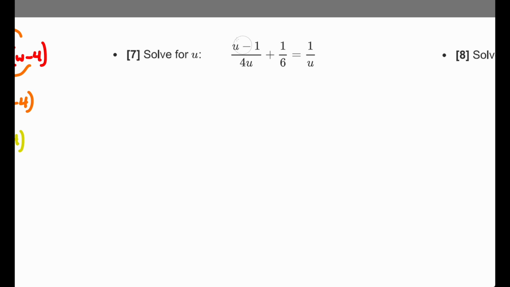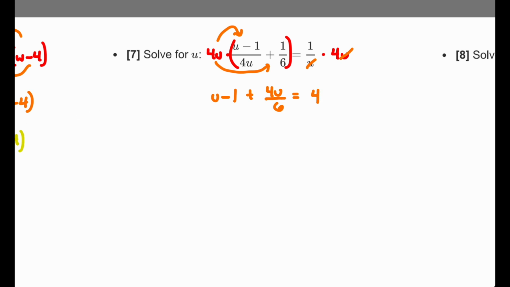I'm going to multiply both sides by 4u. Again, the whole side. Multiply this by 4u as well. Okay, from here we're going to distribute, and you have u minus 1. Distribute over here as well, and you're going to have 4u over 6 is equal to, well, these u's are going to cancel, and you just have a 4 here.